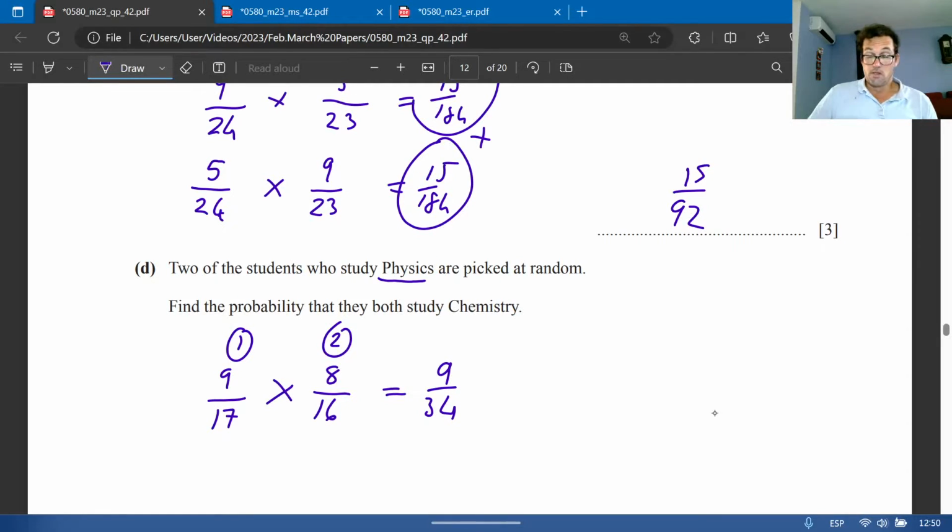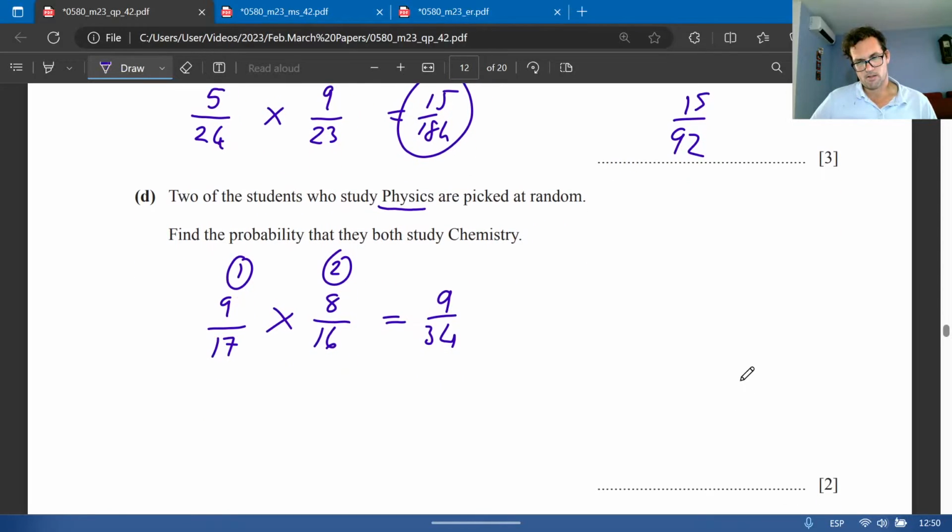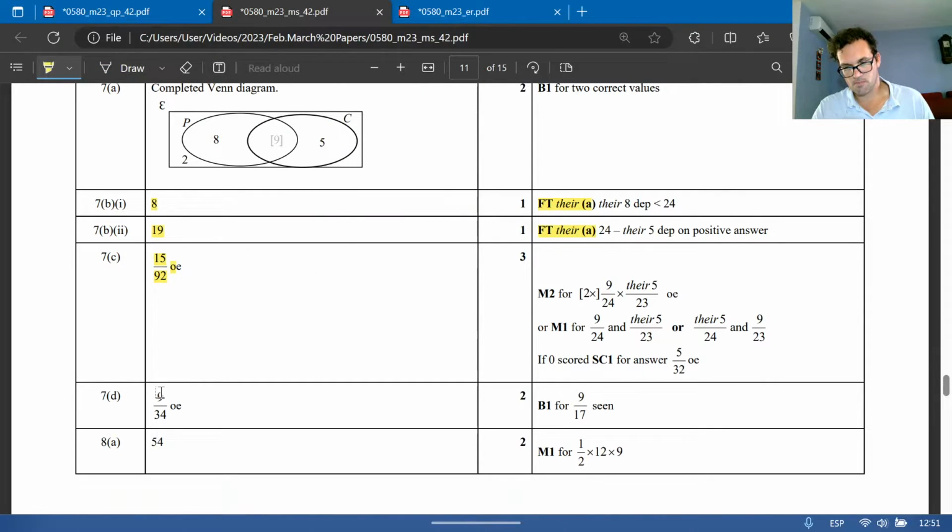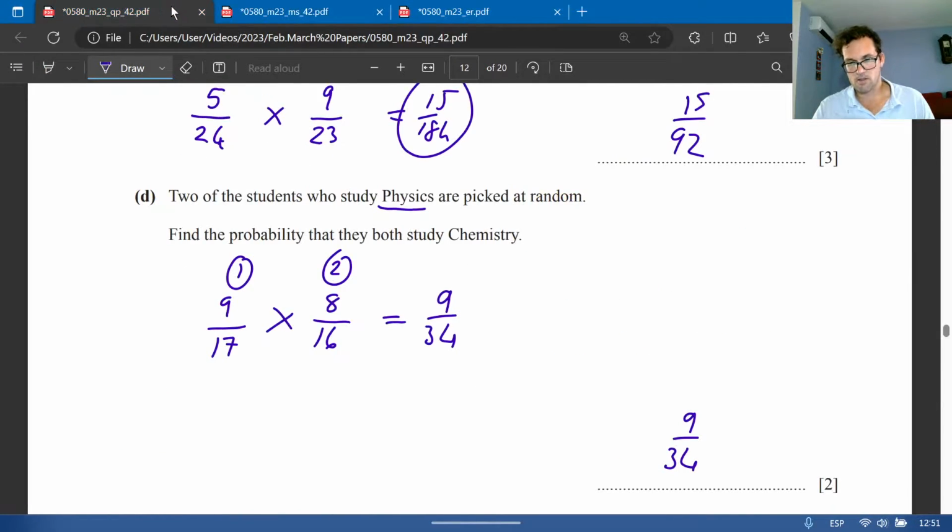Now the big question I have is, do we double this one again? Right? No, we don't. Don't double this one, because it's the same result. 9 out of 34. Okay. 1 mark for 9 over 17. Because we're picking them from the same pot.